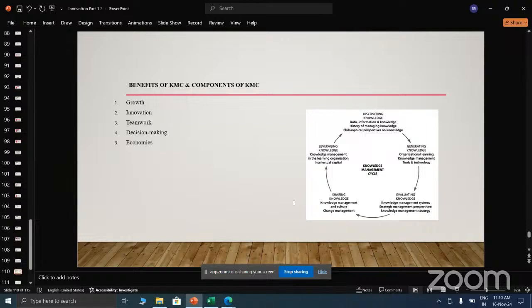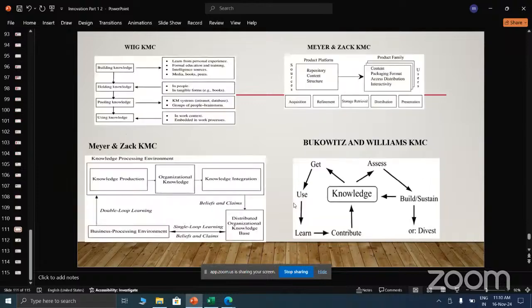So let's look at the benefits of the knowledge management cycle. The benefits are growth, innovation, teamwork, decision making, and economies. The different components include, first, discovering knowledge, then generating knowledge, third, evaluating knowledge, fourth, sharing the generated, evaluated knowledge, then leveraging the existing knowledge. This is called the knowledge management cycle. Just remember this cycle. With this cycle, you can understand how the overall workflow runs.